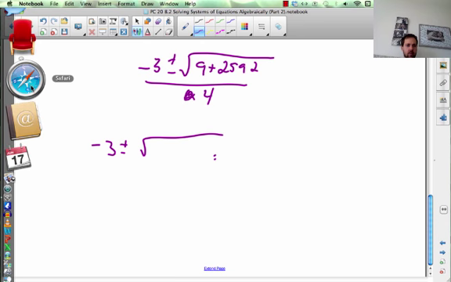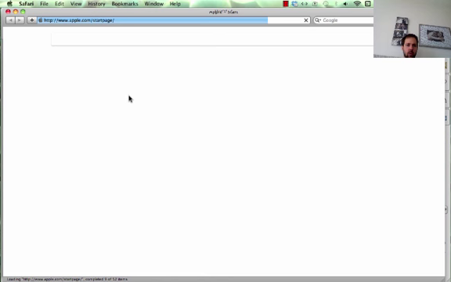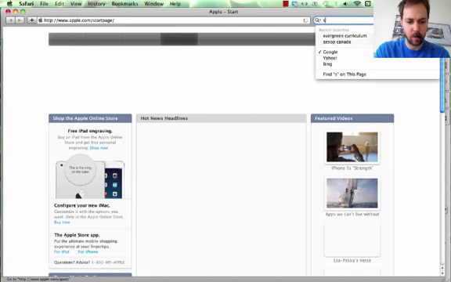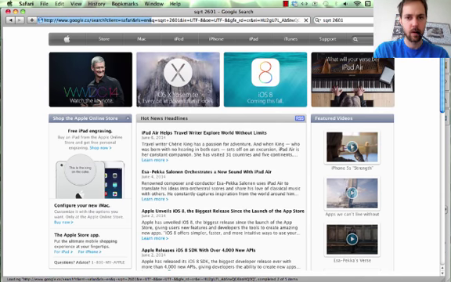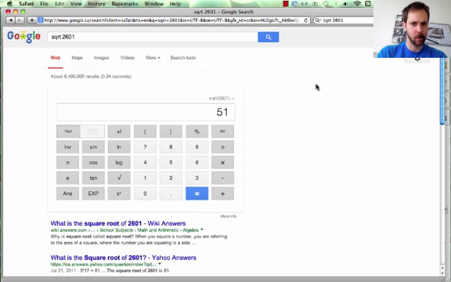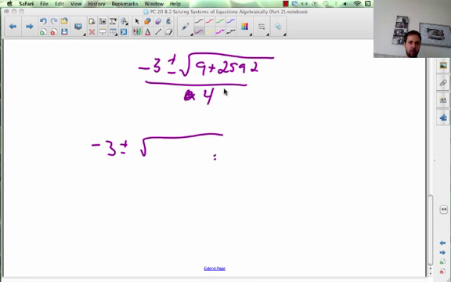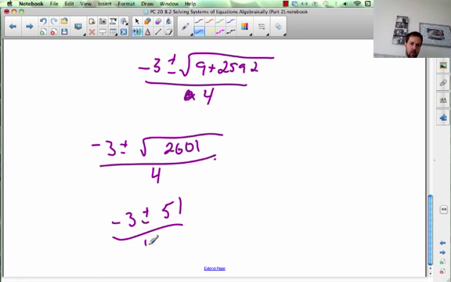So let's see if we can find the square root of 2601. So in our handy Google, there you go. Square root of 2601 is 51. So it is a perfect square, and that'll be all over 4. So we get negative 3 plus or minus 51 all over 4.